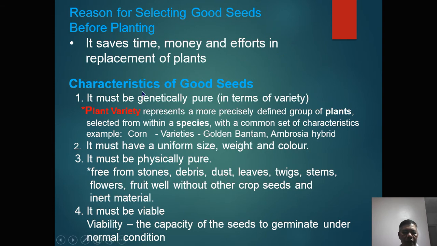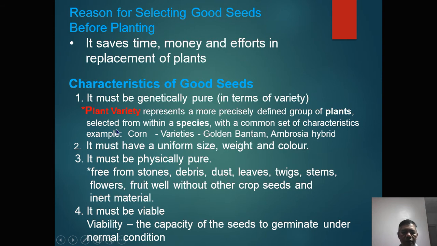Let's talk about the characteristics of good seeds. Number one, it must be genetically pure. That is in terms of variety, meaning to say there is no mixture of other varieties of that particular seed. When we are talking about variety, this represents a more precisely defined group of plants selected from within a species with a common set of characteristics.